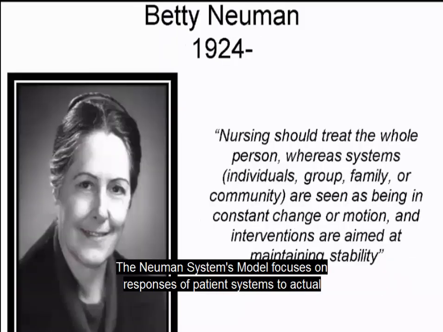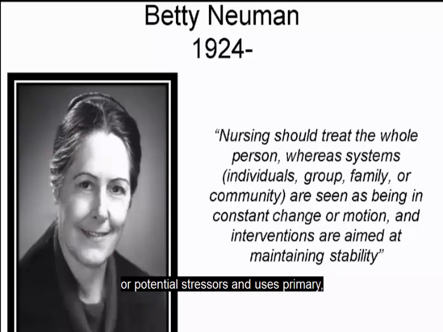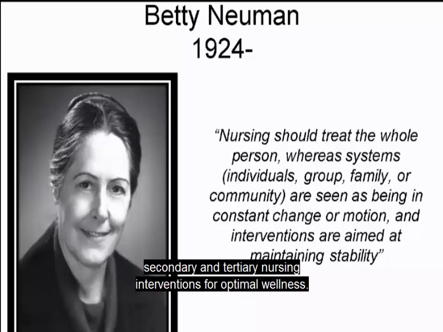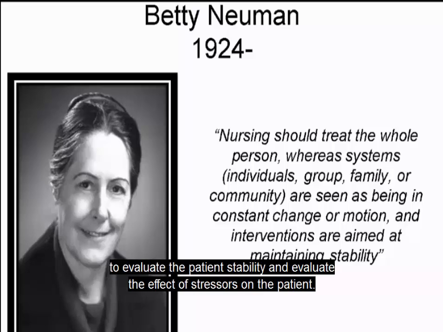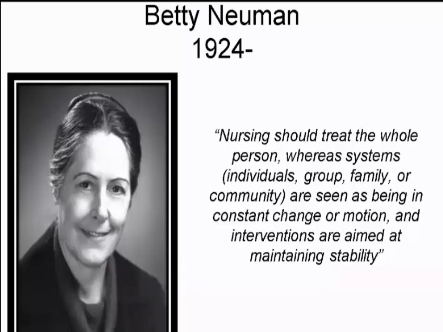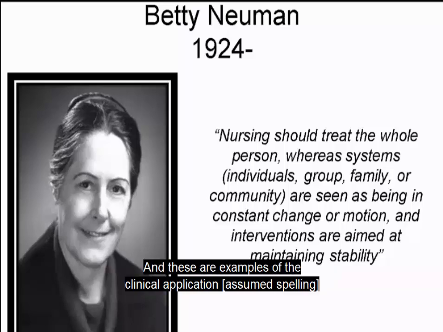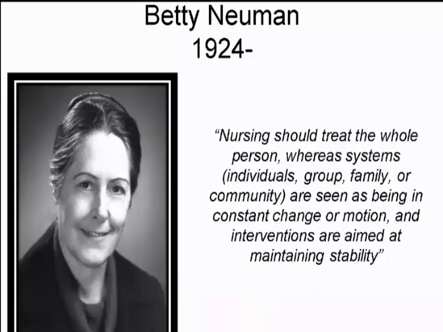The Newman systems model focuses on responses of patient systems to actual or potential stressors and uses primary, secondary, and tertiary nursing interventions for optimal wellness. Caring for the patient at any one of these levels should be to evaluate the patient's stability and evaluate the effect of stressors on the patient, and these are examples of the clinical application of Newman's theory.